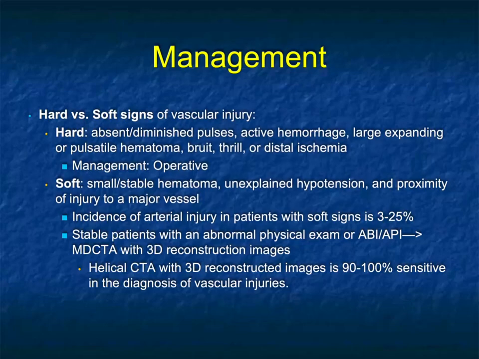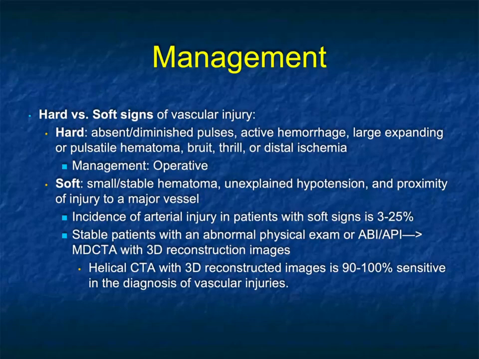In terms of management, we talk about hard versus soft signs of vascular injury. Hard signs: diminished or absent pulses, active extravasation, a large expanding or pulsatile hematoma, bruit, thrill, distal ischemia, and of course those patients get operative management. Some of the soft signs: a small but stable hematoma, unexplained hypotension, proximity of injury to a major vessel. The incidence of arterial injury in patients with soft signs is between 3 and 25%.